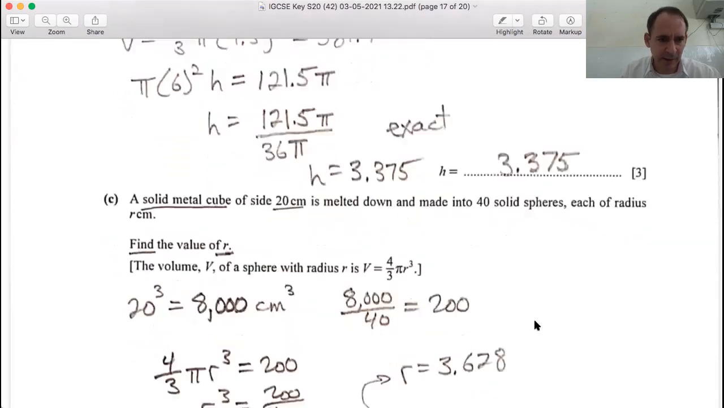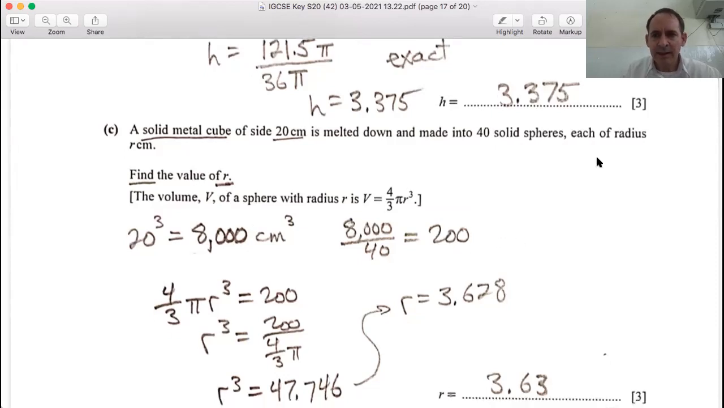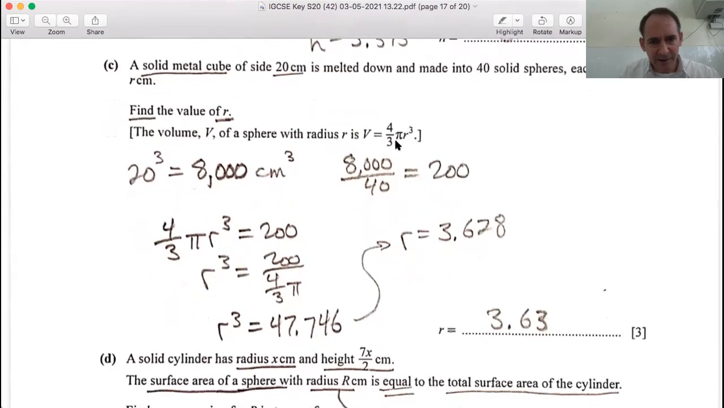Part C, a solid metal cube of side 20 centimeters is melted down. So, okay, here's our cube, side cubed, so 20 cubed is 8,000 cubic centimeters. It's now melted down, so you've got the same volume, but separated into 40 solid spheres. So divided by 40 gives you 200 cubic centimeters per sphere, each with a radius of r. So here is our sphere formula, 4/3 pi r cubed for one sphere equals 200 cubic centimeters of volume.